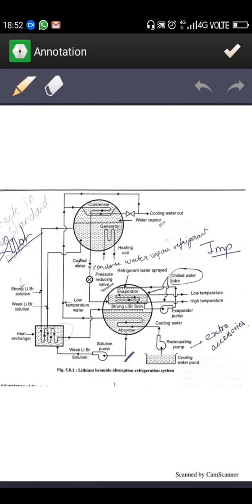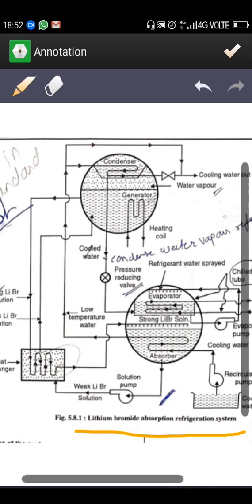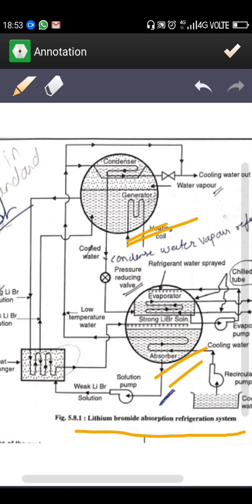So here are the two chambers. This is the low pressure chamber, and this is the high pressure chamber. In the high pressure chamber, generator and condenser are placed, and in the low pressure chamber, absorber along with the evaporator are placed. I already explained the working of these in a theoretical manner before this. Now it's time to show you the actual working of this lithium bromide absorption refrigeration system from YouTube.